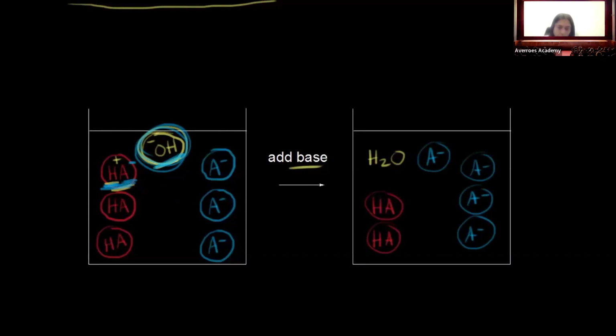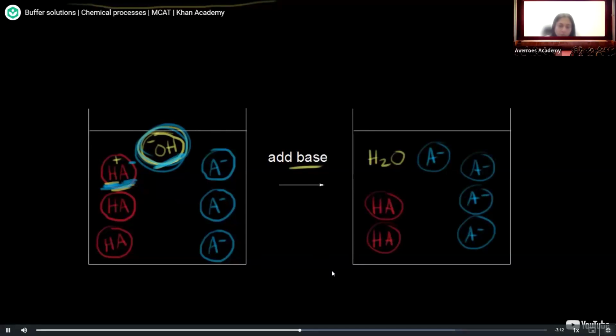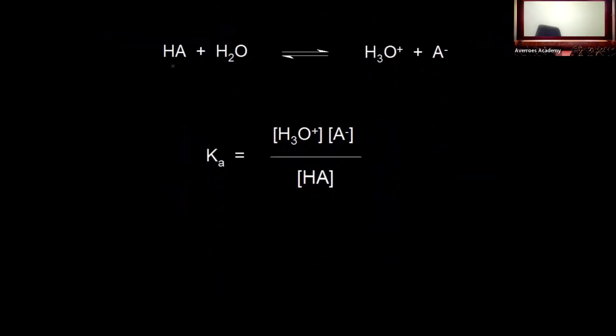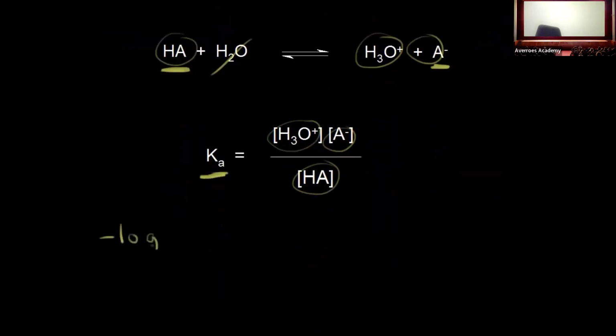Let's see if we can derive an equation that will allow us to do some calculations. And so next, let's look at what we have down here, right? So we know that we have in the buffer substantial amounts of HA and A minus present. And so we have this reaction at equilibrium. So for our equilibrium expression, concentration of products over concentration of reactants, once again leaving water out. Let's take the negative log of both sides of this. So we're going to take the negative log of Ka, and the negative log of all of this, which would be equal to the negative log of all of that.